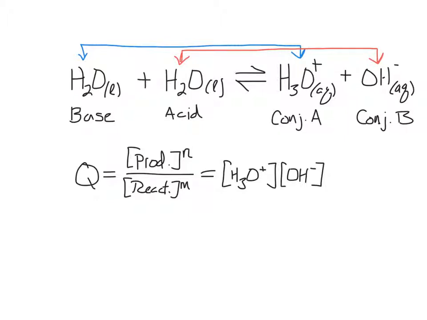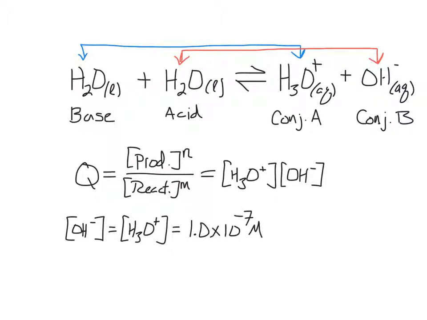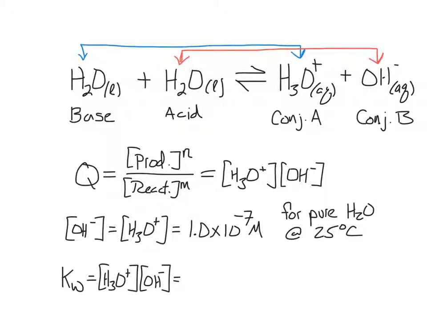At 25 degrees Celsius in neutral water, the concentration of hydroxide and the concentration of hydronium are equal to each other, and they both equal 1 times 10 to the negative 7th molar. Because the concentration of hydroxide and the concentration of hydronium are both known for pure water at 25 degrees Celsius, we can plug those values into our reaction quotient and calculate the equilibrium constant for water.